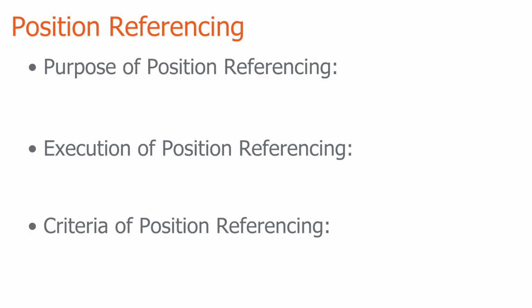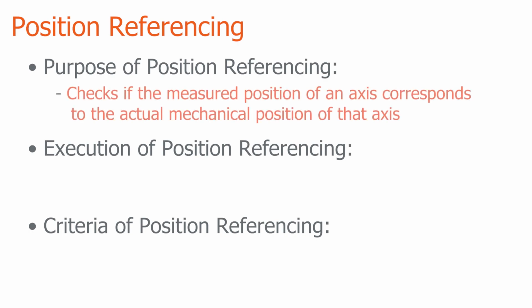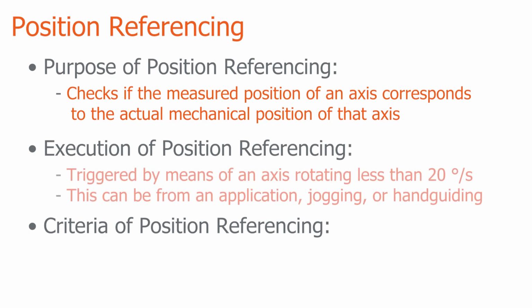So position referencing is a motion sequence that allows us to check the mastering of the position sensors within the kinematic system by determining if the measured position of an axis corresponds to the actual mechanical position of that axis. Position referencing typically is carried out through a Sunrise application by means of basic motion. However, it can also be triggered by just jogging the robot with the smartPAD, or even through a simple hand guiding session.